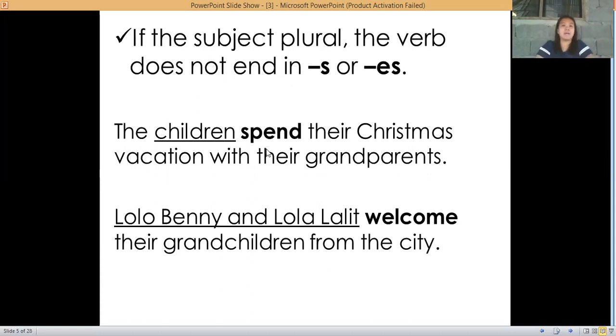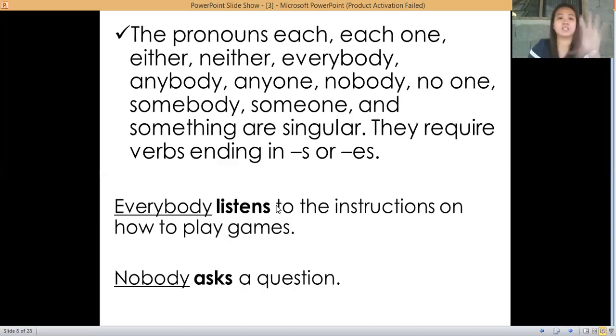Next example is Lolo Benny and Lola Lalit. Lolo Benny and Lola Lalit. They are two. So our verb does not end in S or ES. I'm gonna read the sentence. Lolo Benny and Lola Lalit welcome. Look at our verb. Welcome their grandchildren from the city. So this is our third rule. Let's go to our last and fourth rule.